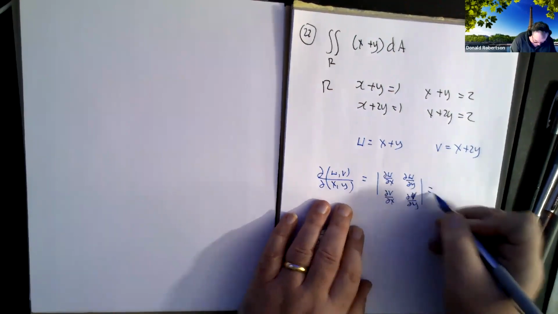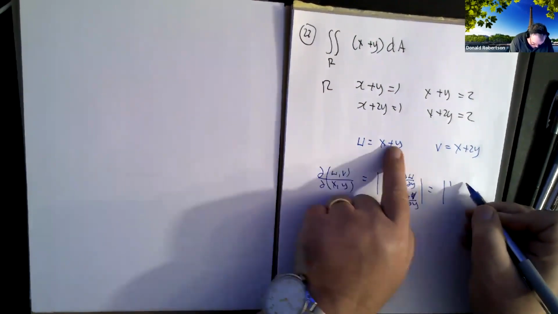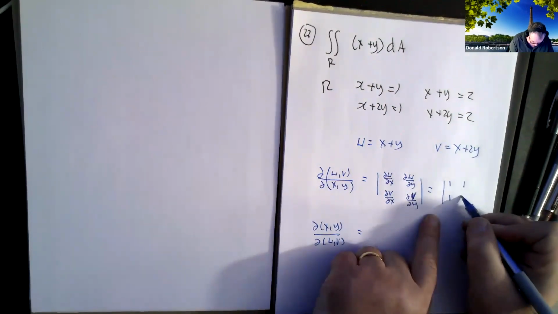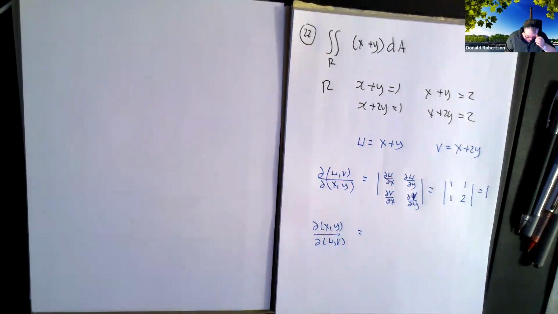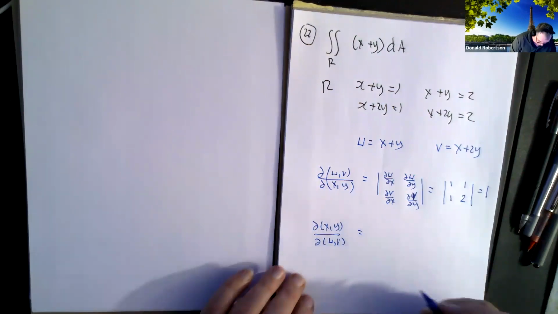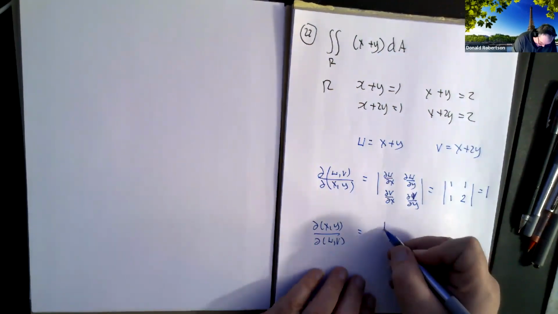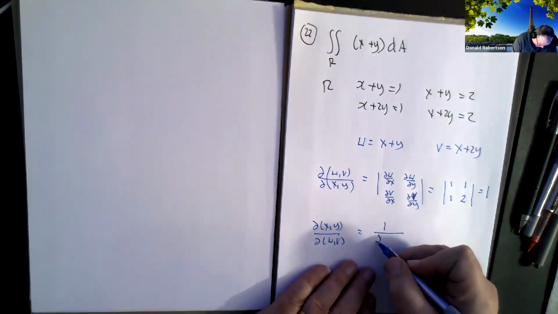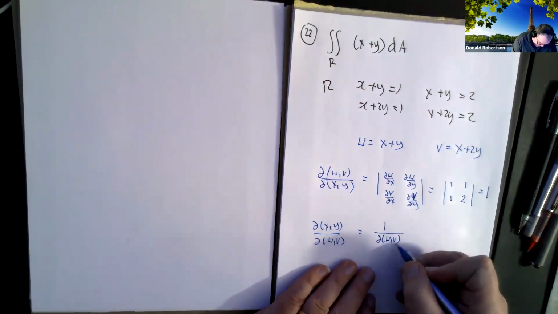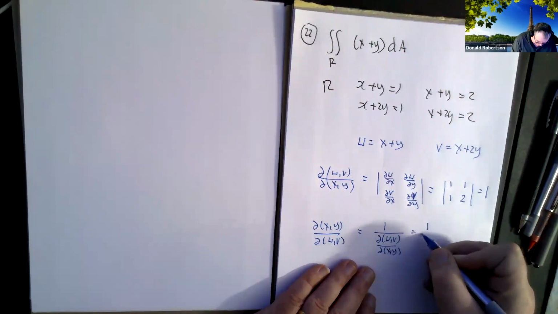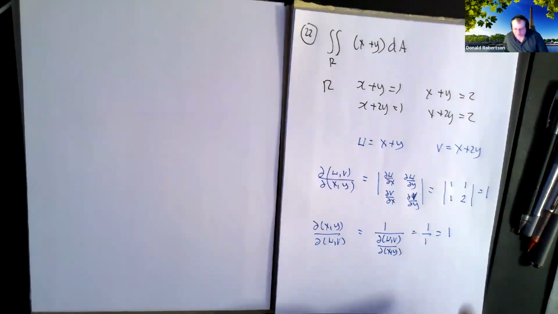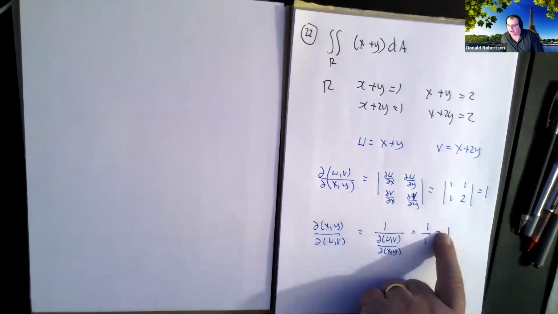With that one, so what do you get? You get a 1, you get a 1, you get a 1, you get a 2. 2 take away 1 is 1. Well, you can't get nicer than 1, right, for a Jacobian. And so what will this guy be? Technically, this guy is 1 over the guy that we've just got. But since he's 1, he's also 1. But can you imagine if that was 4? This would be a quarter, right?